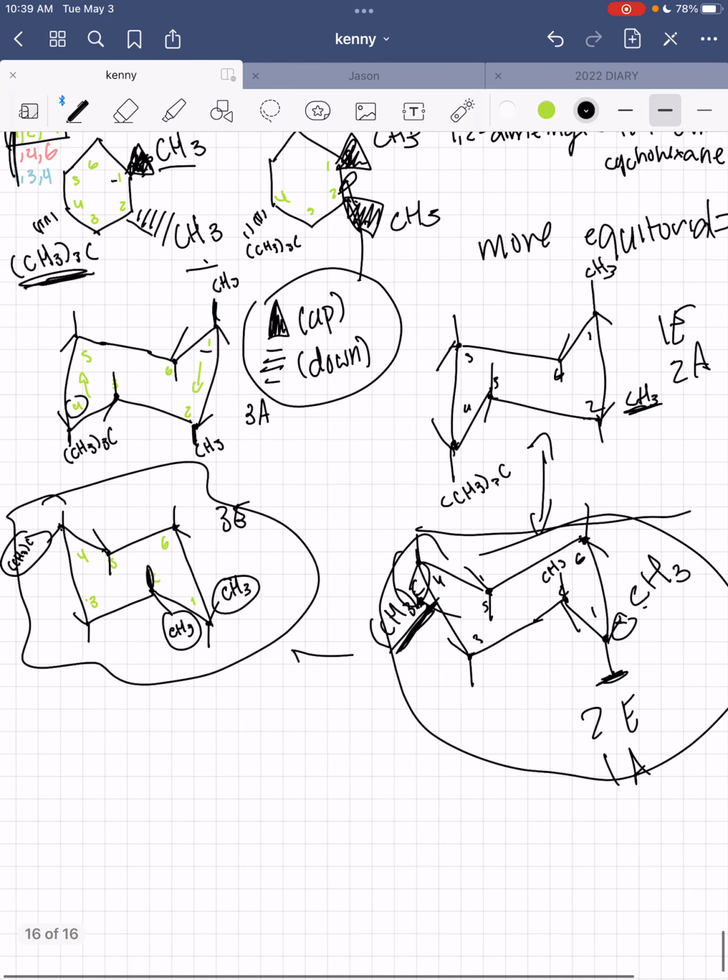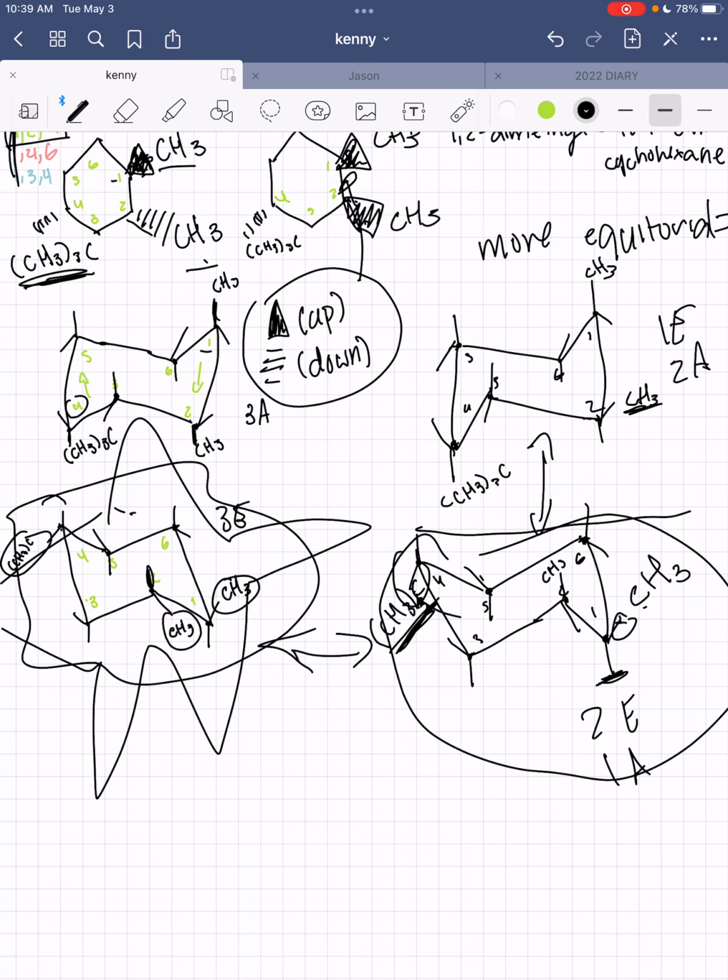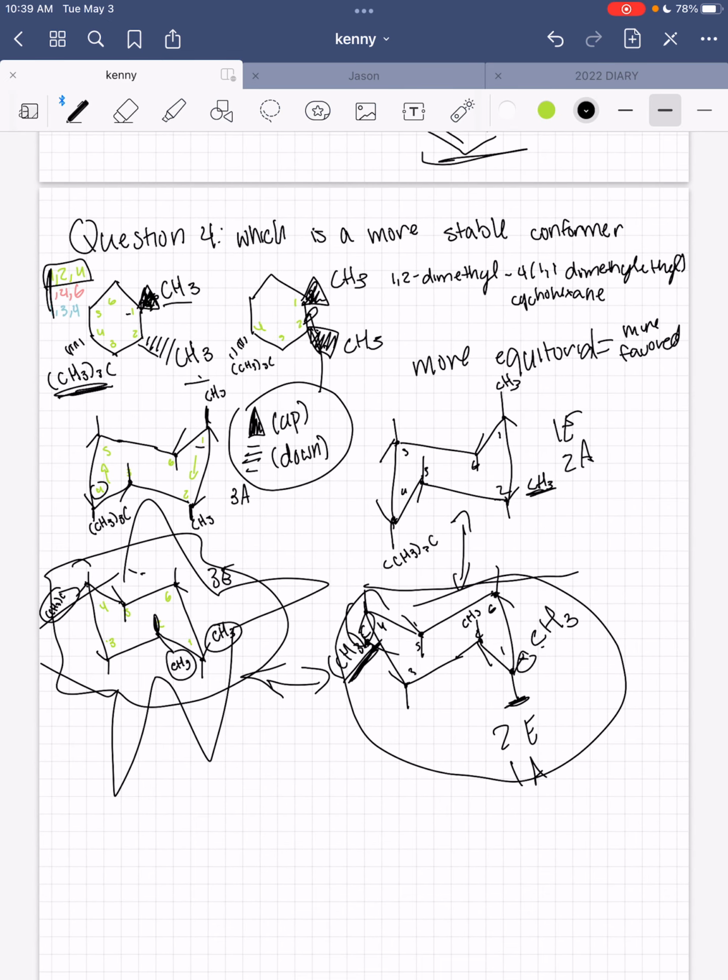So out of these two, which one is more stable? This one has 3 axial, this one only has 2 axial, so this one would be the answer. So the left one would be more stable.